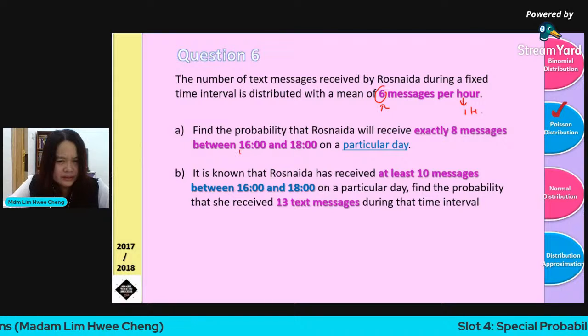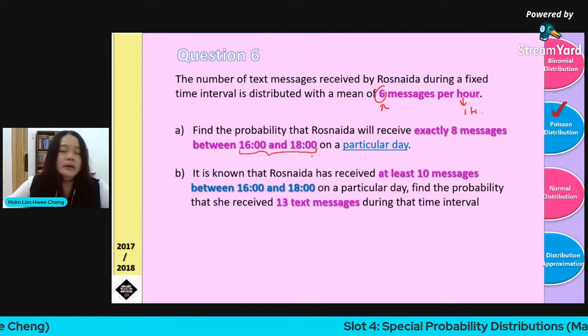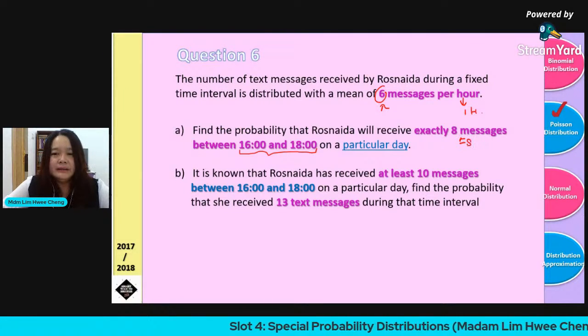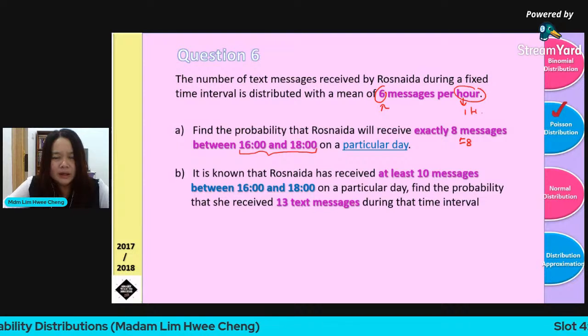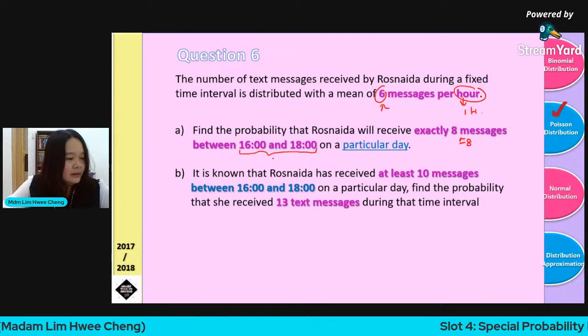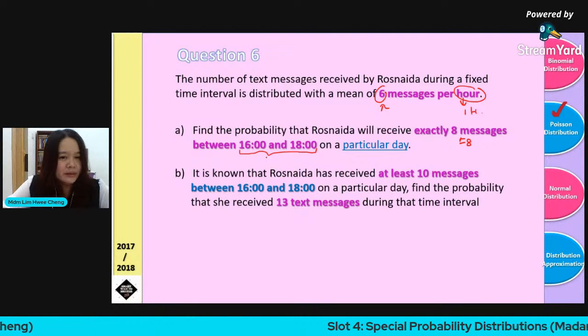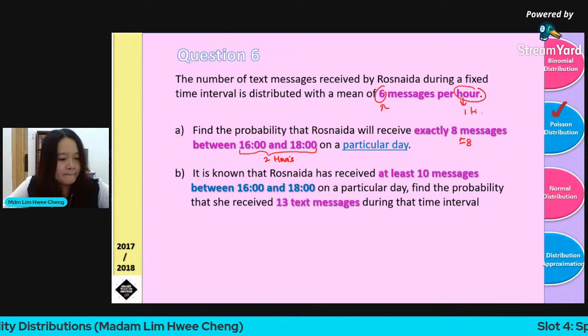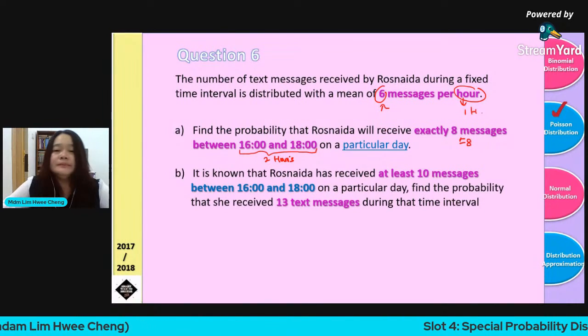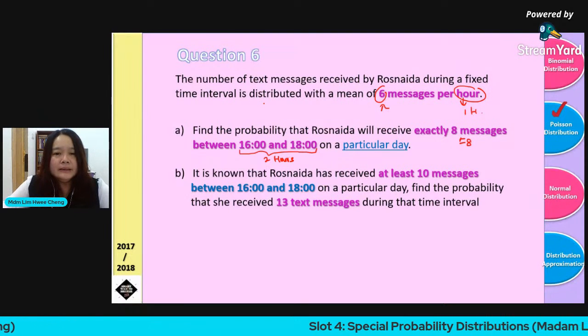Okay, so bila kita baca ini, okay, exactly, so equal 8 kan, kita tahu. Okay, on a particular day, tapi dia punya time masa ini kita talk about masa time, 1 hour. Ini kita akan dapati actually 16 to 18 berapa hours, dia adalah 2 hours. Okay, so kita ada changing of lambda.